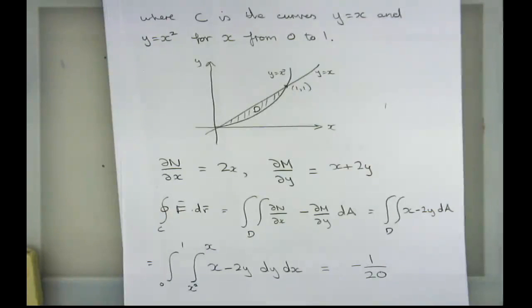This is saying that a path integral of a vector field can be thought of as a double integral, which is essentially areas and volumes. But it also means the opposite is true. Given a double integral, you could think of that as a path integral. And that can be handy.